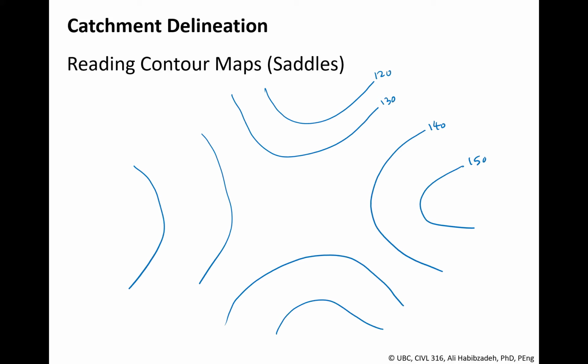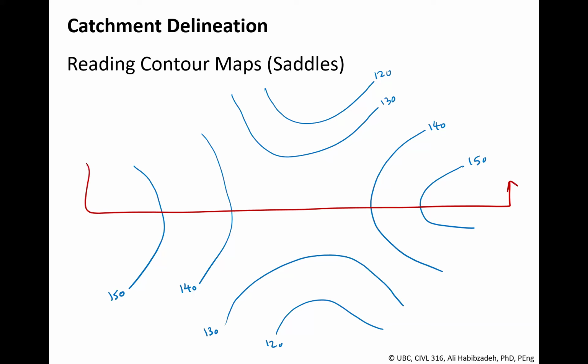Then we have, let's say 120 here, 130 and 140. So in other words, we have almost like a focus point for a bunch of contour lines. So it's not as simple as just high points or low points, right? So in this case, if we actually cut a section like this, you're going to see that your profile is going to look like this.